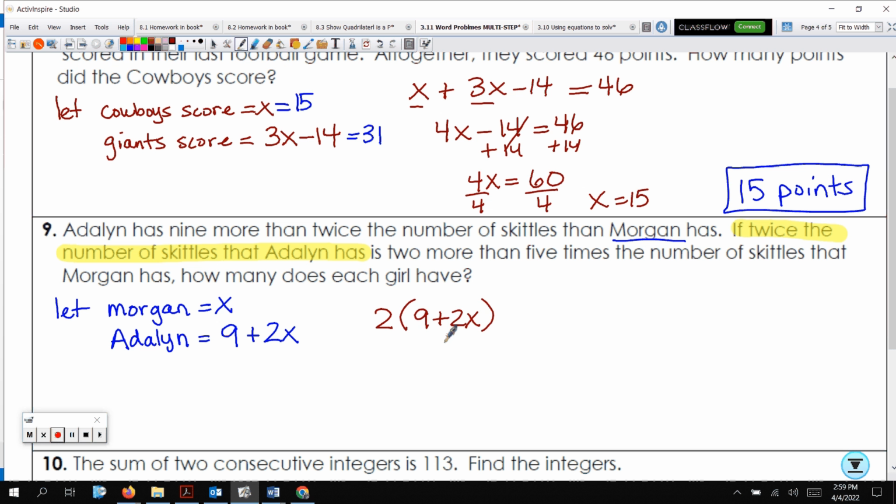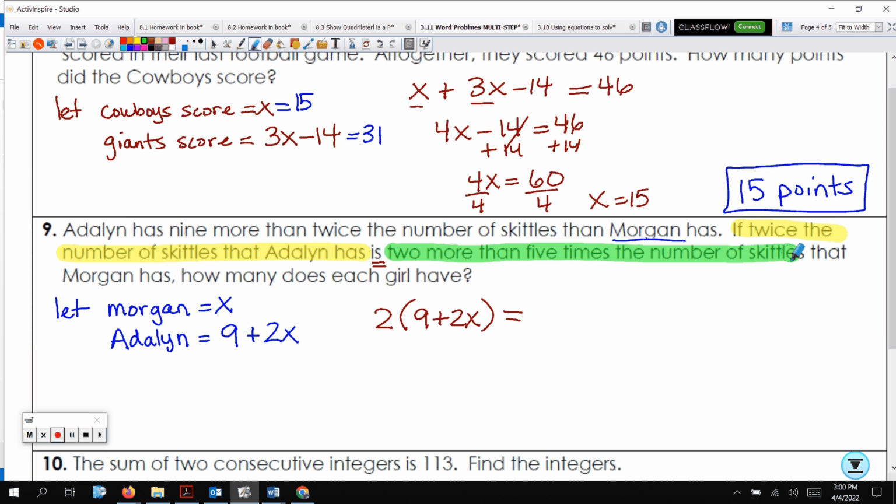Right there, right? I'm taking Adeline's amount of Skittles and I'm doubling it. She has a double. And then we see the word "is." That's equals. Now we have 2 more than 5 times the number of Skittles that Morgan has. 2 more than 5 times the number of Skittles that she has.